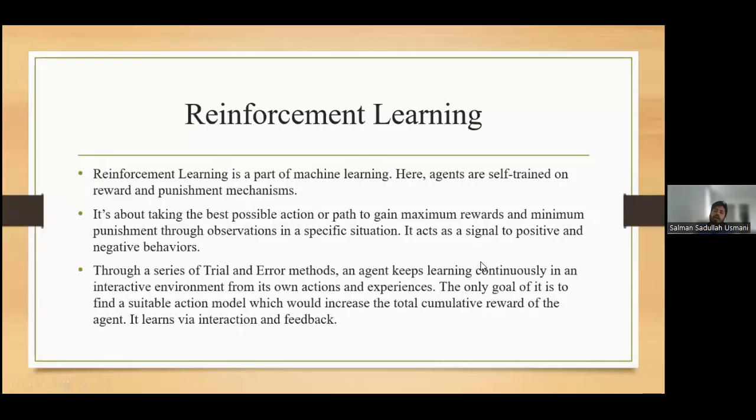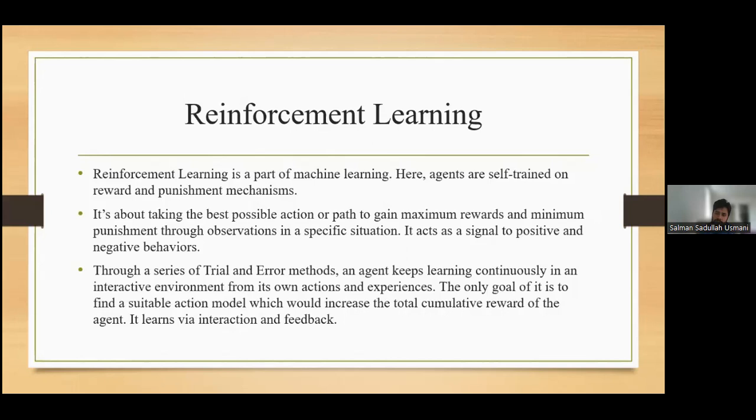Okay, so now we are moving to reinforcement learning. This is not much more useful for you guys, but still, when we are talking about the introduction, you should know it. Reinforcement learning is a part of machine learning. Here, agents are self-trained on a reward and punishment mechanism. So there is nothing like labeling or unlabeling the data. There are two terms we use: reward and punishment mechanism.